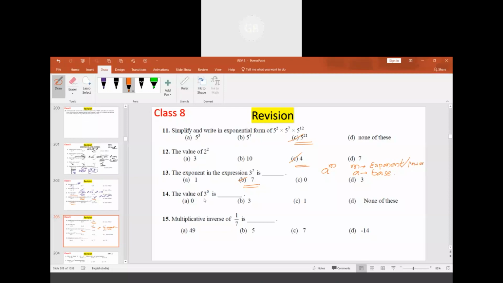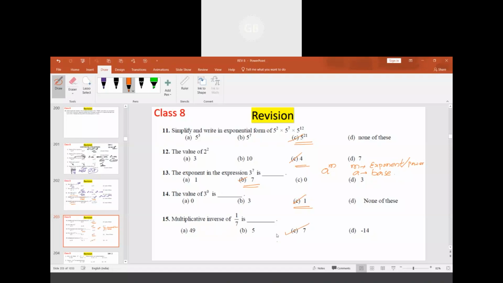What is the value of 3 to the power of 0? It is 1. Any number to the power 0 is 1, so 3 to the power 0 is equal to 1. The multiplicative inverse of 1 by 7 is 7, because on multiplying, the product has to be 1.